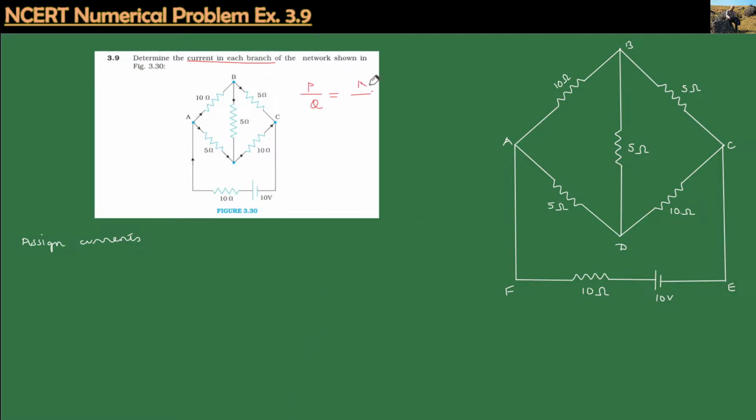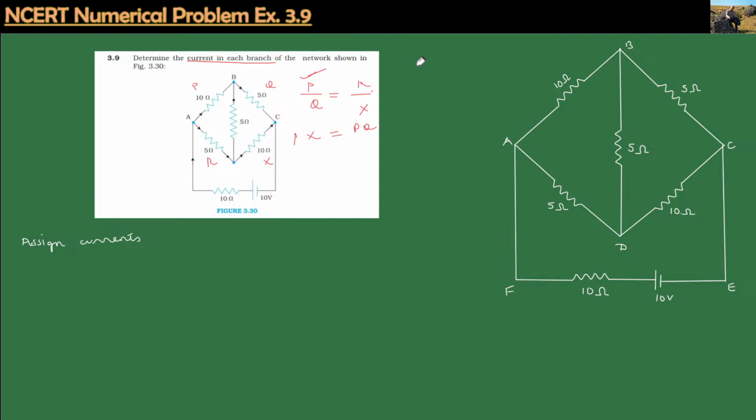Now to verify this result, suppose I take this as resistor P, this as resistor Q, this as resistance R, and this as resistance X. The ratio of the opposite arms should be equal, which means that P into X should be equal to R into Q, so that this result will hold true.